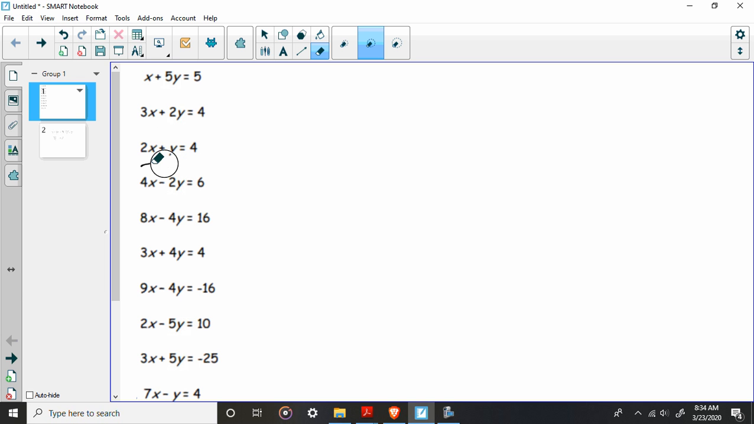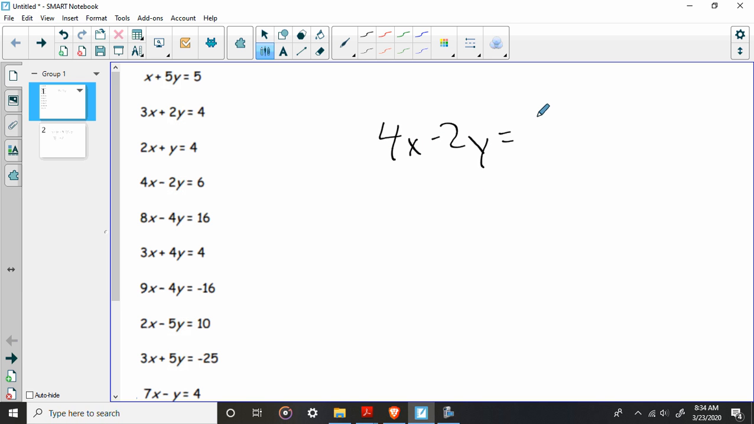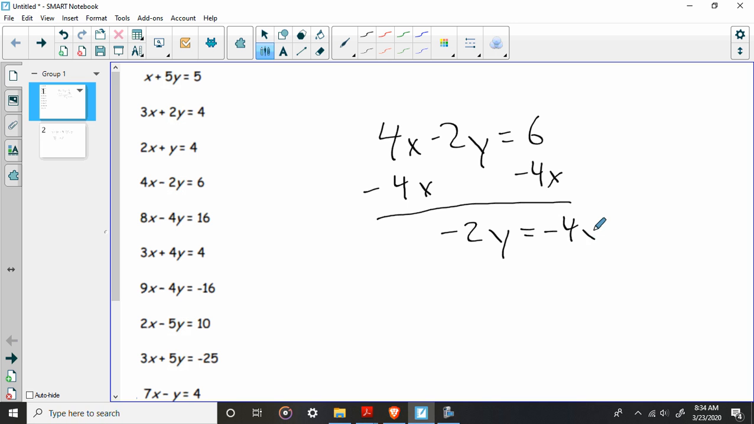Okay. So let's go straight down, do a few more of these, and we'll take it from there. We've got 4x minus 2y is equal to 6. Again, what are we going to do? Subtract the 4x first. Put the negative 4x. Make sure you keep that negative sign, and the 6 is positive.